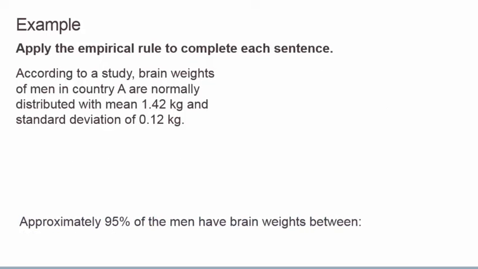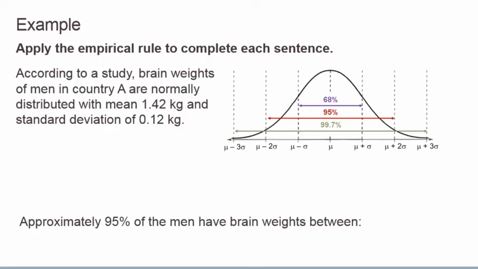Example: apply the empirical rule to complete each sentence. According to a study, brain weights of men in country A are normally distributed with mean 1.42 kilograms and standard deviation of 0.12 kilograms. Approximately 95% of the men have brain weights between. Going to our empirical rule, 95% is within two standard deviations of the mean. So we want to find mean minus 2 times the standard deviation and the mean plus 2 times the standard deviation.